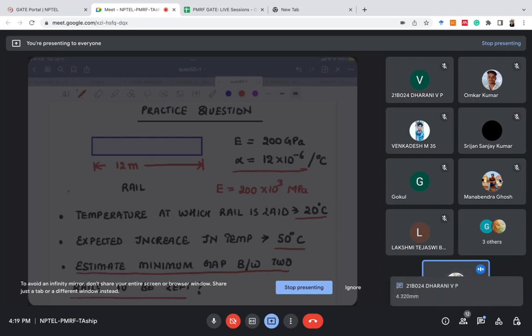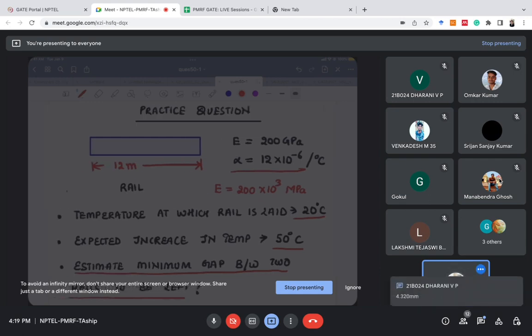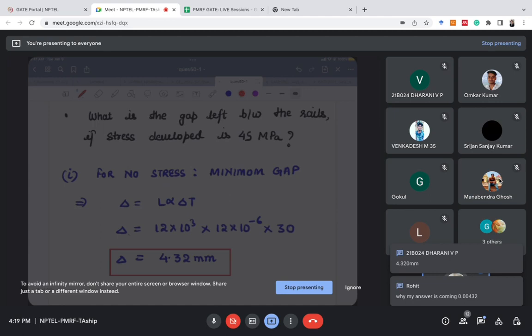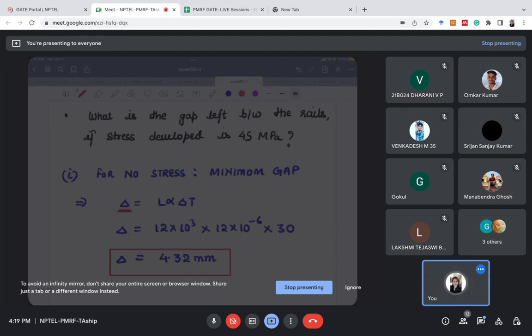Great. So I hope you are trying. That's great. Okay, so for no stress, at least this delta gap should be there between the two rails, so that there is no stress. If the gap between the two rails is less than this delta, that is the increase in length due to temperature stress, then definitely there will be stresses in the rails. So at least this delta gap should be given between two rails.